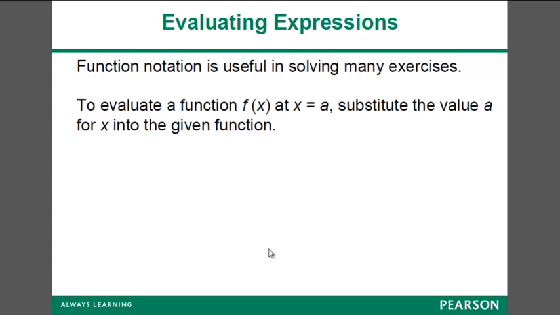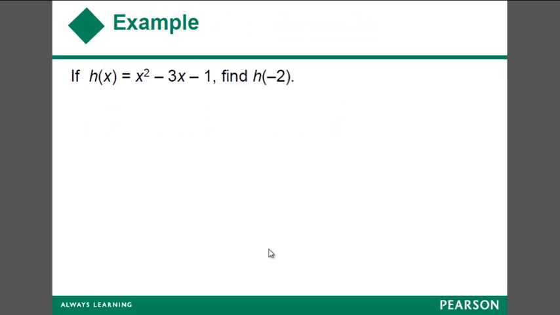Evaluating expressions just means what we have been talking about. We're going to substitute the value inside the parentheses for whatever we're looking for. We're going to replace every x with that value. If h of x is equal to x squared minus 3x minus 5, find h of negative 2. This means the exact same thing. I'm going to replace the x with a negative 2.